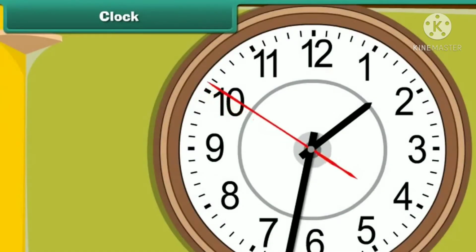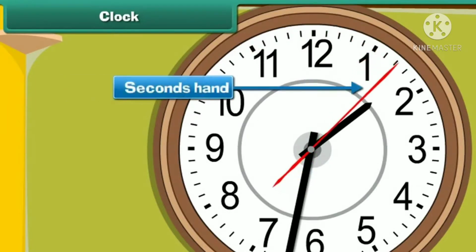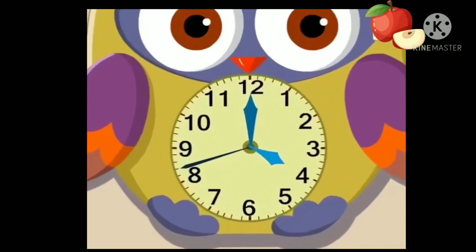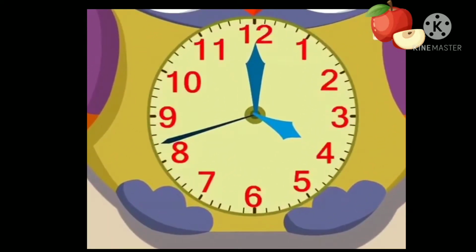Some clocks have a third hand. It is the thinnest and the longest hand in the clock. It is called the seconds hand. It indicates time in seconds. You will see 12 numbers on the face of a clock. Each number tells us the time in hours.